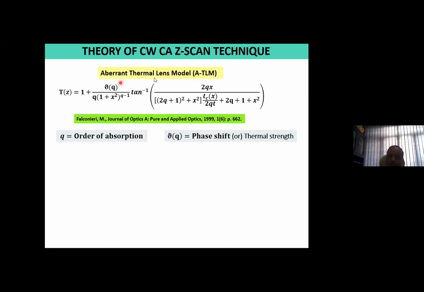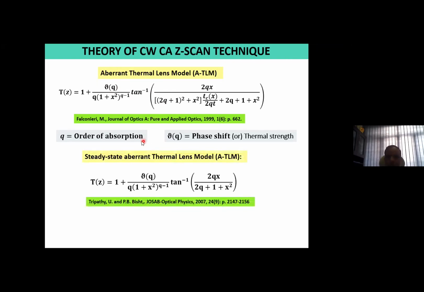To analyze that, he designed another expression, where he introduced a term called Q to take care of the different orders of absorption. Because you might have a linear absorption, but you might also have some multiphoton absorption. That absorption is given by this Q. That's why I feel it is a more complete equation when you are dealing with thermal nonlinearity, because you have all the terms there, the absorption component also comes into the picture, and V of Q is your thermal strength, similar to your delta phi naught, that is your phase shift.